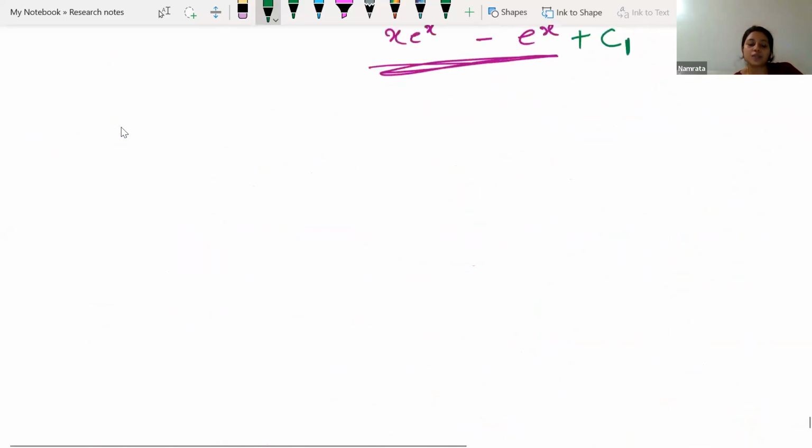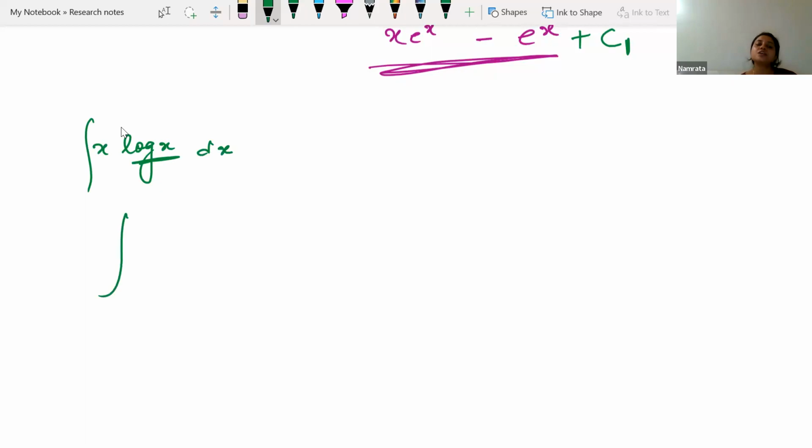Let's move to the next question. So the next question is x log x. I said to you, whenever you are saying x log x, with logarithm you are saying, so please take this logarithm as a first function. Okay, if you have to do this integration, then please assume that you have to do the integration of log x into x dx.